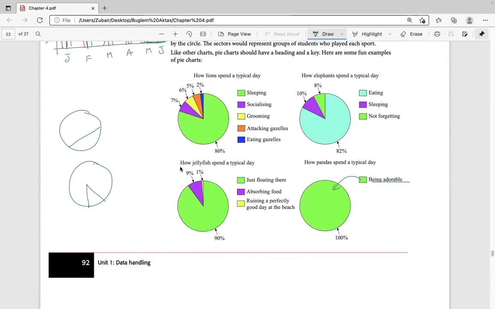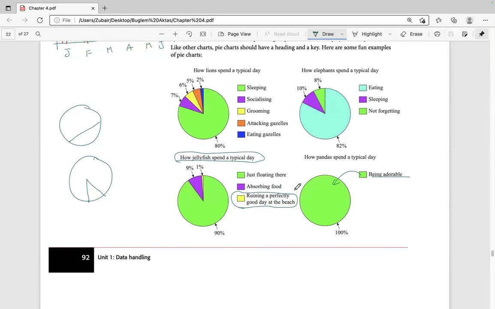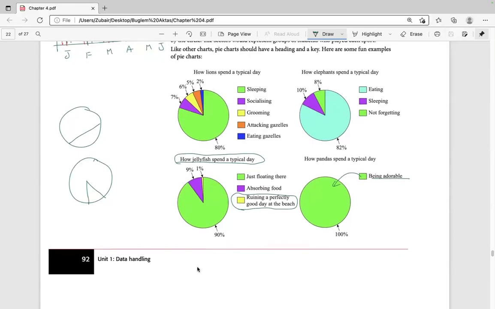Now, what's this 1%? How does a jellyfish spend a typical day? Running a perfectly good day at the beach, ruining a perfectly good day. So they're not ruining a perfectly good day. That's 1%. And most of the time they're just floating. If I had to represent this data as a bar, this would be 90%, that would be 9%, and that would be 1% only. Both of these give the exact same impression. That is just a personal choice of how you want to represent this data.